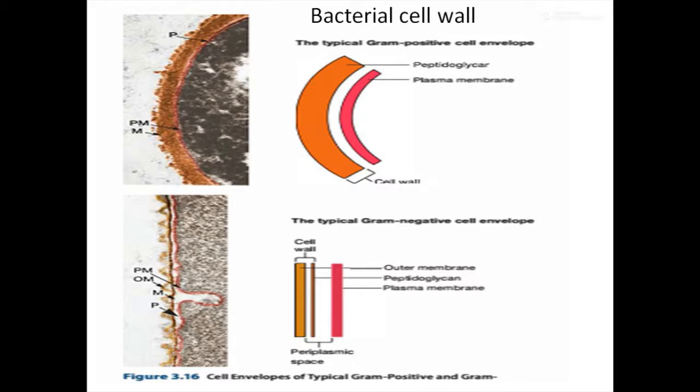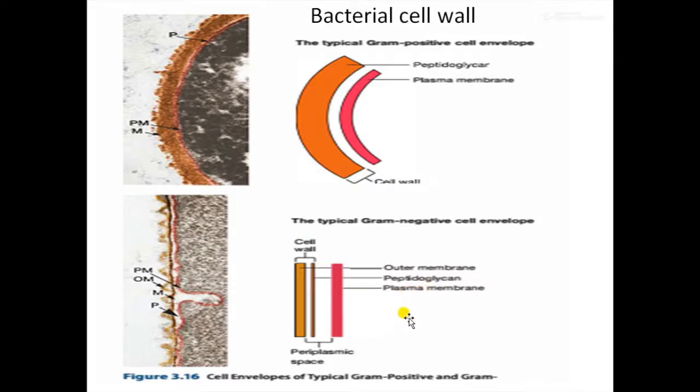And we all know that based upon the cell wall structure, we have divided bacteria into gram-positive bacteria as well as gram-negative bacteria. Both in gram-positive and gram-negative bacteria, the cell wall contains a peptidoglycan layer, but the thickness of the peptidoglycan layer is different. While it is thick in gram-positive bacteria, as we can see in the brown color here, it is thin in the case of gram-negative bacteria.